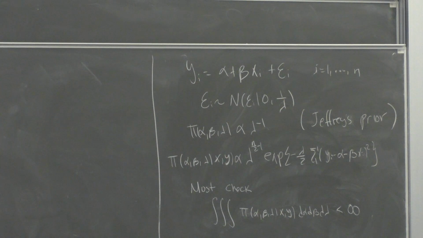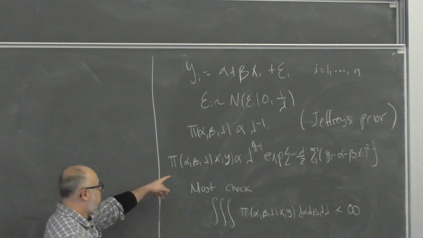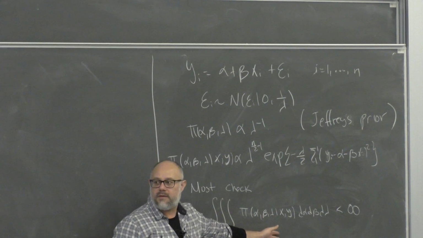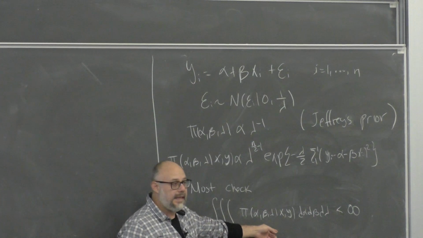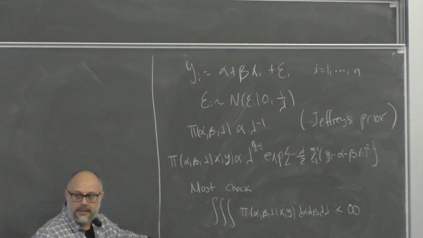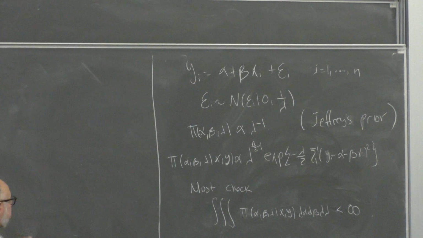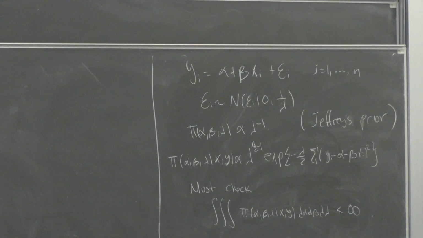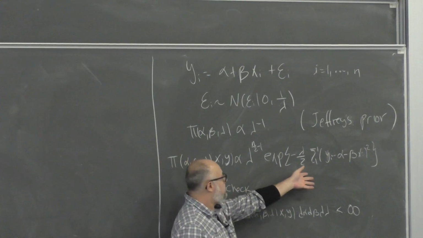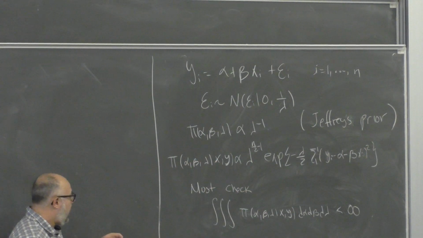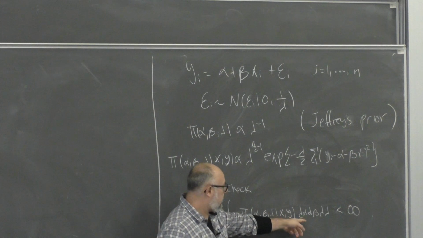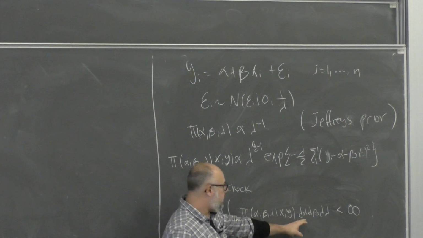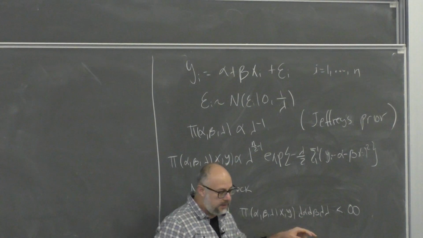So we need to check or to find conditions, if they exist, under which this is a probability distribution. And that means we need to find whether this integral is finite or not under the prior, okay? And that's what we are going to do now. So we will try to integrate this out with respect to the three parameters alpha, beta, and lambda. And I'm giving out my strategy here. I will try and integrate alpha first, then beta, then lambda.